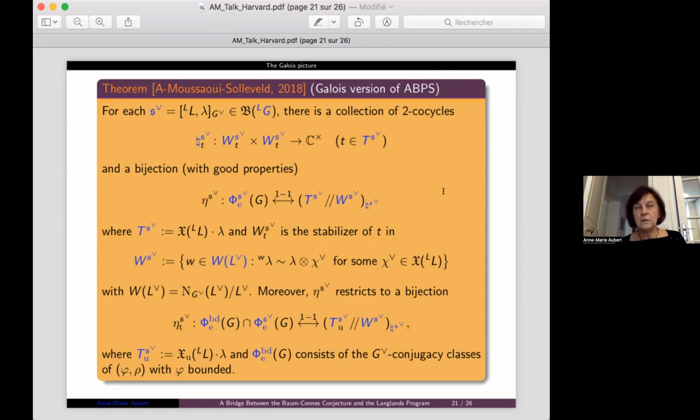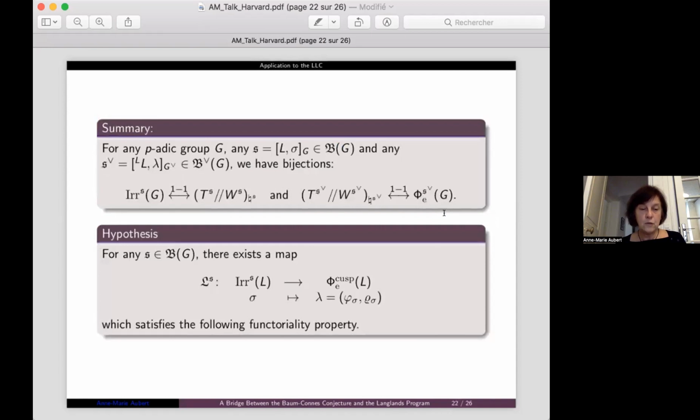But of course, we have a result on the Galois side and we have a result on the group side. We would like to match them, and this is the last part of the talk. So just a very short summary. We have a p-adic group, we have S, which is a Bernstein pair, and we have its analog on the Galois side. We have a first bijection on the group side and a second on the Galois side. And in the middle, we have two twisted extended quotients. So we expect that they are isomorphic.